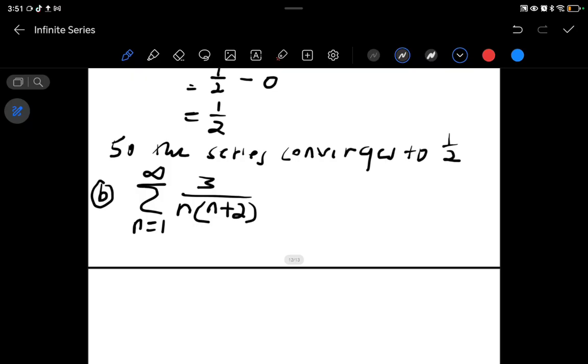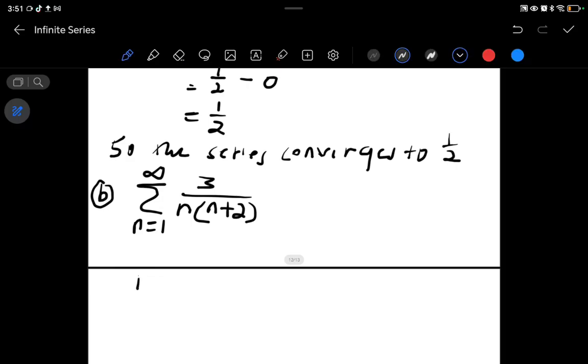Then we have the summation from n equals 1 to infinity of 3 over n plus 2. The only way we can apply a partial sum, a telescoping series, is when we have something like a over this minus b over this. That's the only way we can apply a telescoping series. So if we find a series like this, we need to say like this.